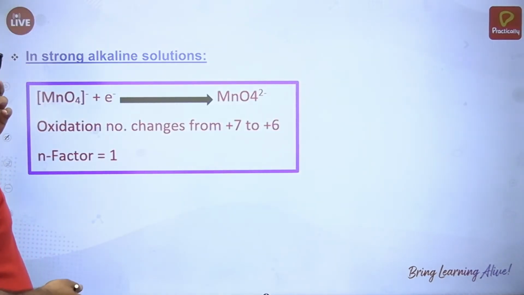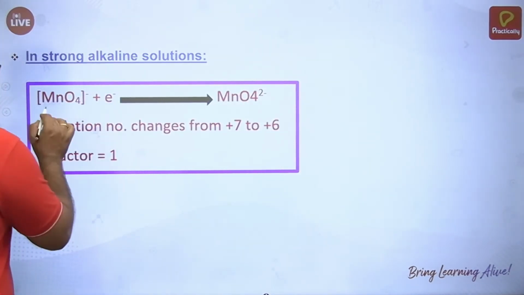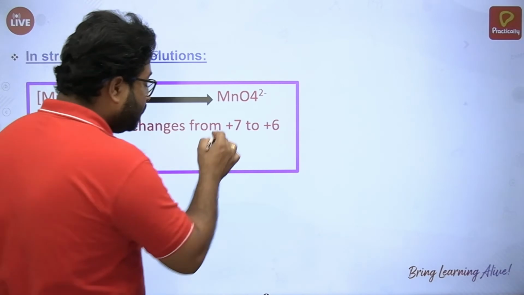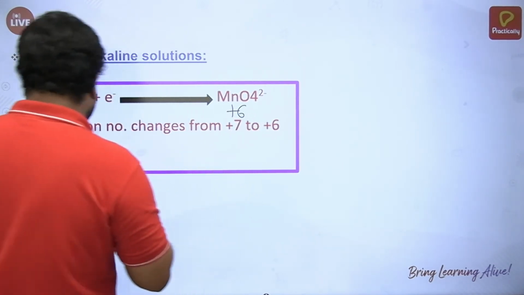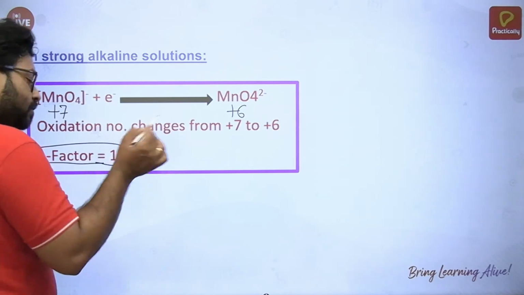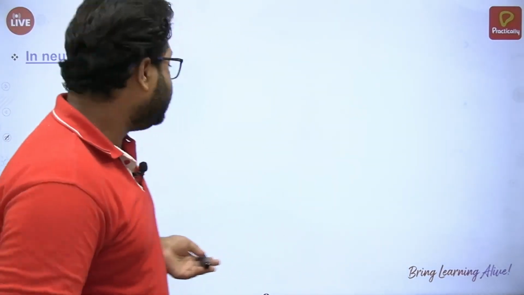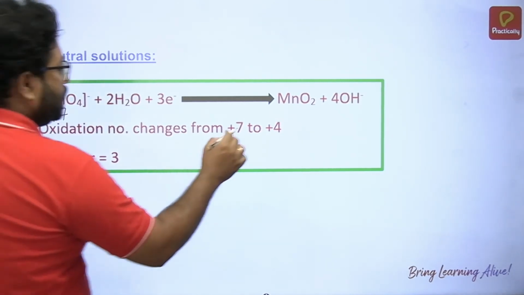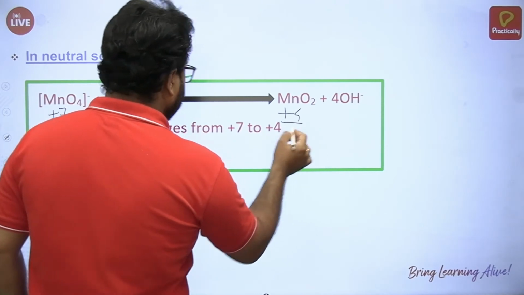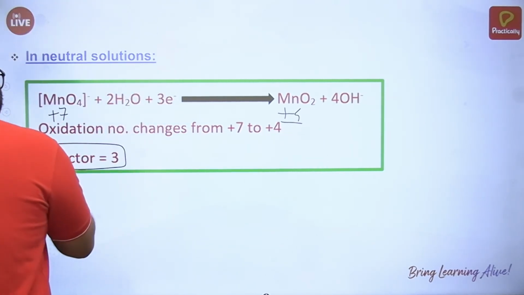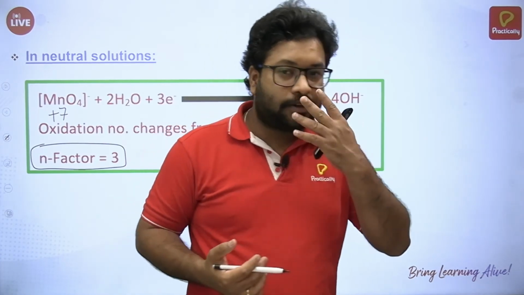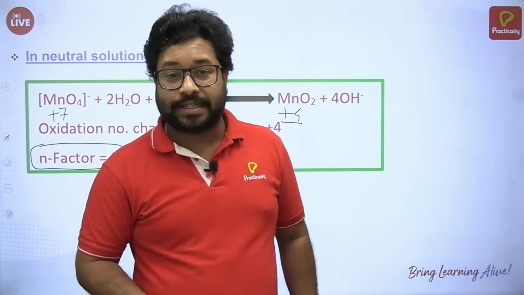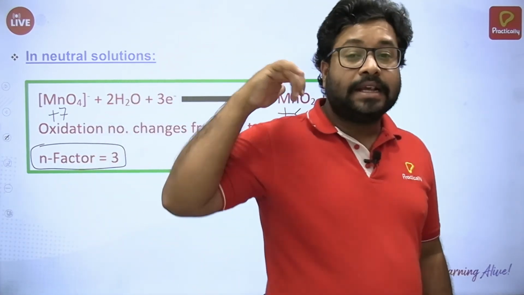Similarly, in alkaline solution, the oxidation state of manganese is +7, and here it goes to +6. So it's changing by a factor of only 1. And lastly, in neutral solution, manganese is again +7, and from there it goes to +4. So the change in oxidation number is 3 only. So you can try to write the reactions the way we have written for K2Cr2O7 with iodine and H2S, by taking KMnO4 also.